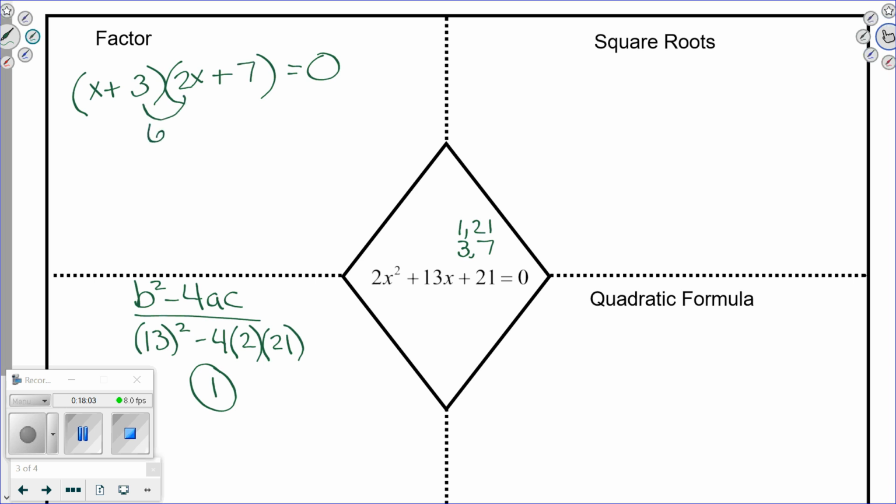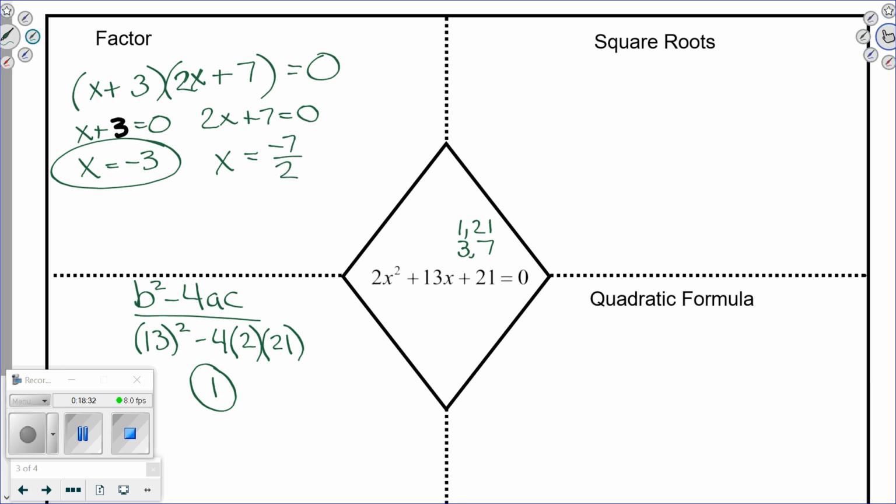Just double checking. That gives me 6x plus 7x. Did that work? Yeah, I got the 13 that I wanted in the middle, so I'm good. All right, so we just set each of them equal to 0 and solve. So x plus 3 equals 0. 2x plus 7 equals 0. So we get x equals negative 3. And x equals, we subtract 7 and divide by 2. Gives me negative 7 halves.